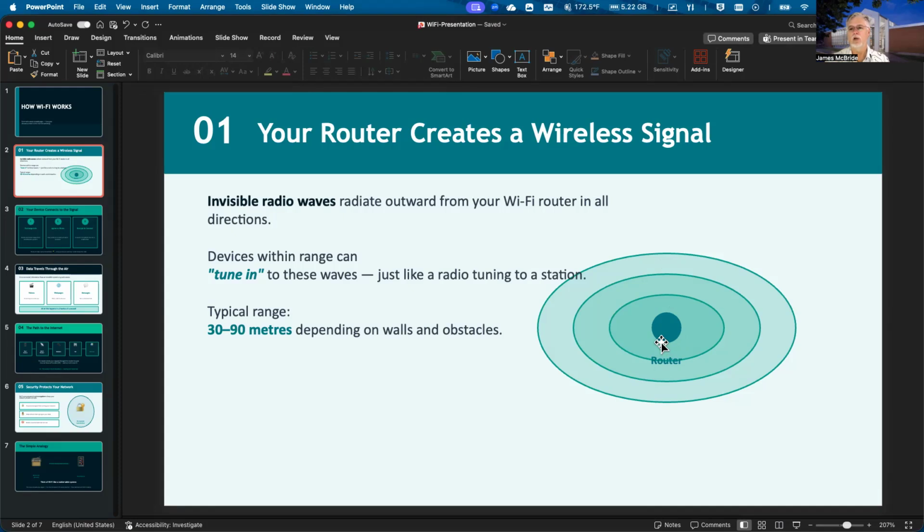Now, this is a flat view. A three-dimensional view would show that it kind of looks like a donut. It just kind of balloons out from that point. It's three-dimensional, so the signal is moving out and becoming broader. And the further it gets away, the weaker the signal is, because you are going through a medium, which is the air. It's going to hit obstructions and so on. But normally you're going to get 30 to 90 meters. That'll be enough for your home, unless you've got a really, really small router.